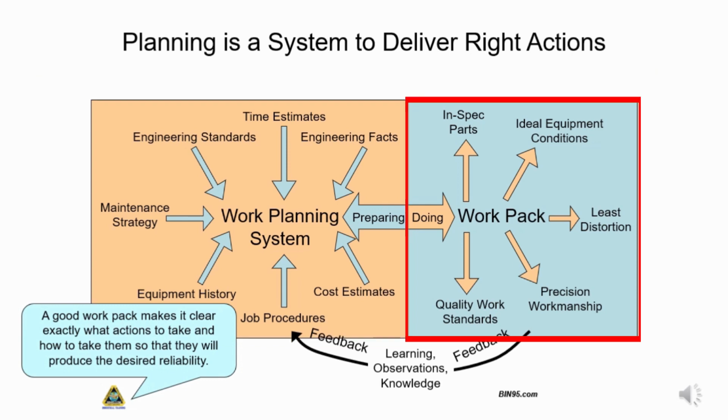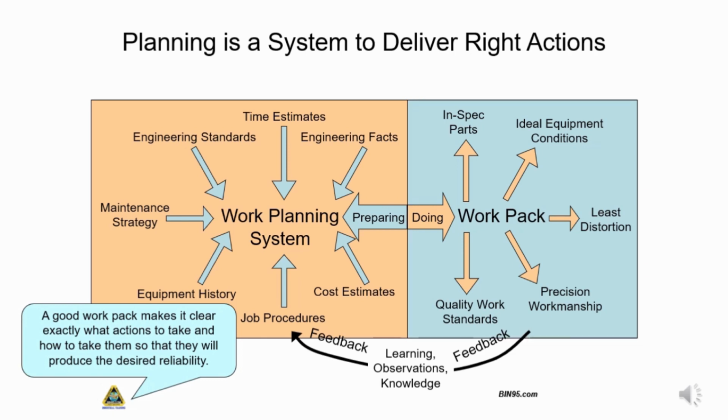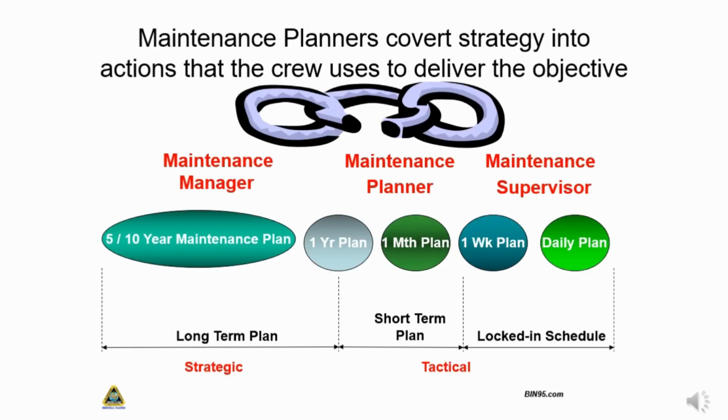A good work pack makes it clear exactly what actions to take and how to take them so that they will produce the desired reliability. Planning is only helpful if the plan is followed. The plan is only useful if it delivers the necessary results and outcomes. A good plan makes it clear exactly what actions to take and how to do them so that the desired results will be produced. The maintenance planner is the link between corporate assets life cycle management and the workforce. They are the person responsible for converting plans into actions that people use to deliver the objectives.